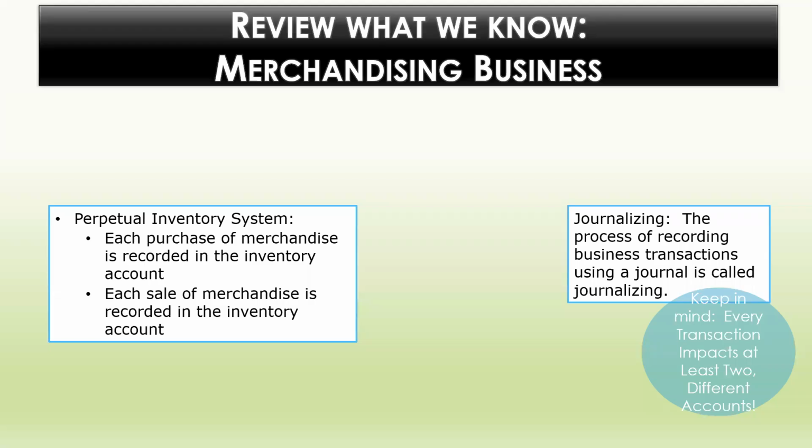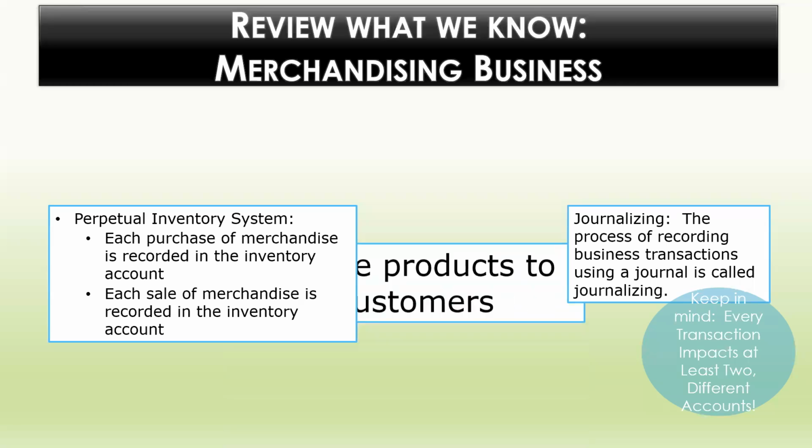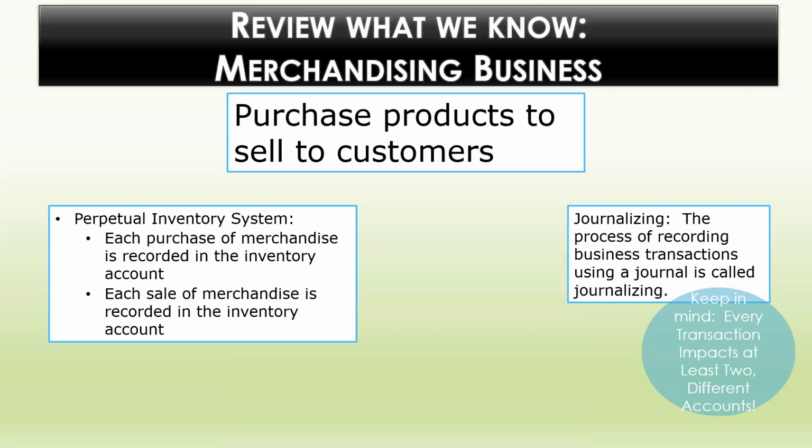Let's review what we know from part 1. For a merchandising business, they will purchase products to sell to customers. In a perpetual inventory system, each purchase of merchandise is recorded in the inventory account, and each sale of merchandise is also recorded in the inventory account.